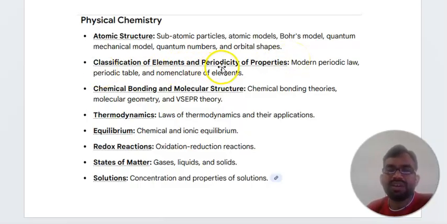Next are classification of elements and periodicity in properties, and chemical bonding and molecular structure: chemical bonding theory, molecular geometry, valence shell electron pair repulsion and resonance theory. Next are thermodynamics, equilibrium, redox reactions, states of matter and solutions. These are the very important physical chemistry topics.